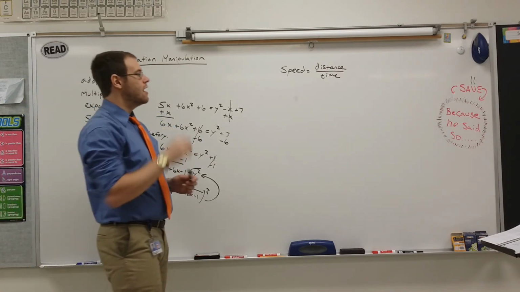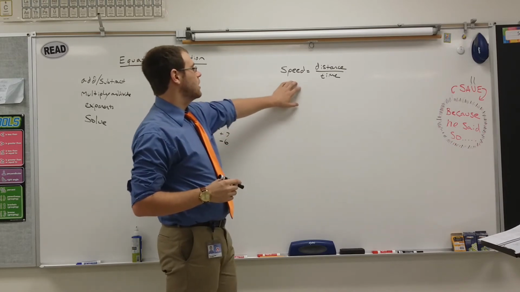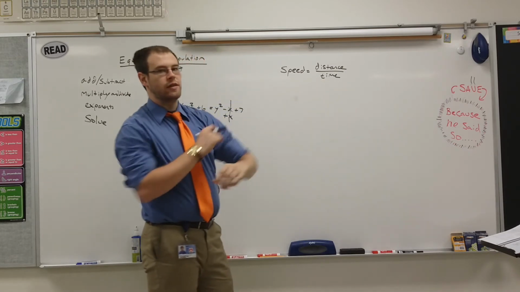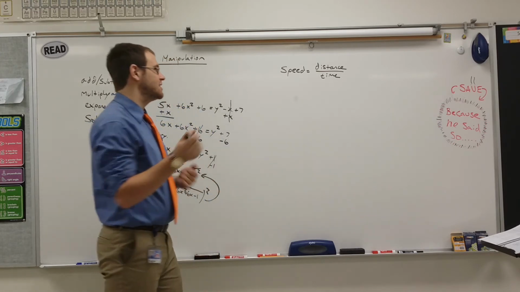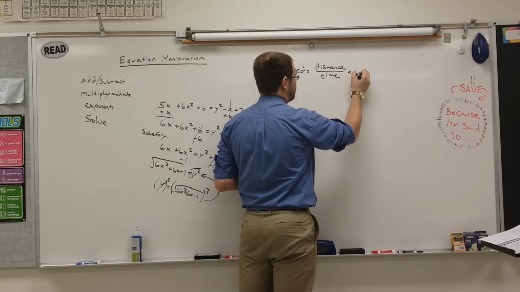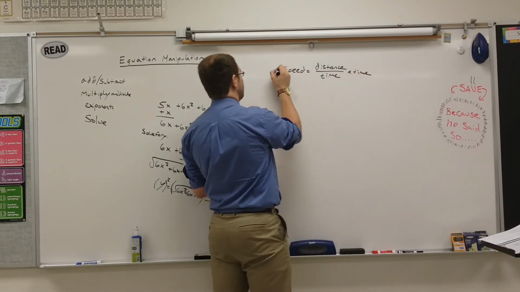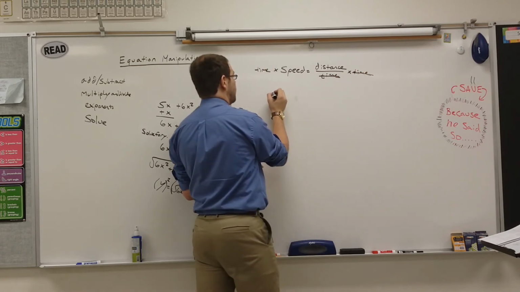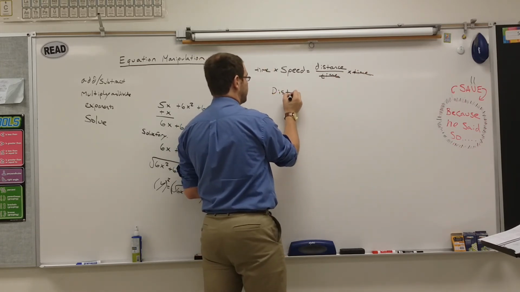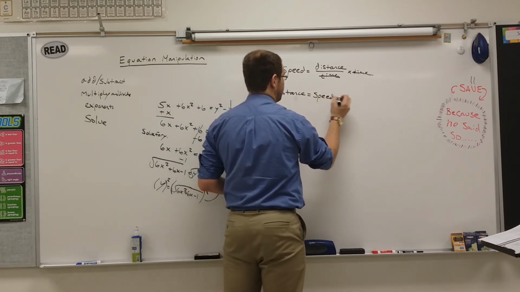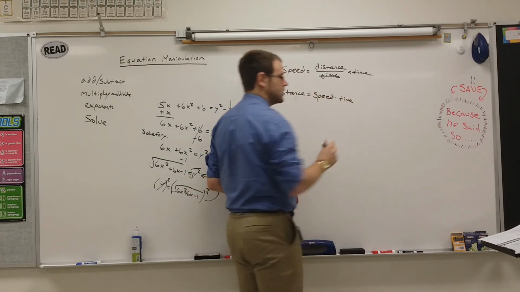So let's say you know that a race car is traveling at a certain speed, and you know how long it took for them to get to where they need to go. You can calculate the distance simply by changing the equation, by manipulating it. If I multiply this side by time and this side by time, I'll know that the distance the car travels is equal to the speed it was traveling times the time it took to get there.